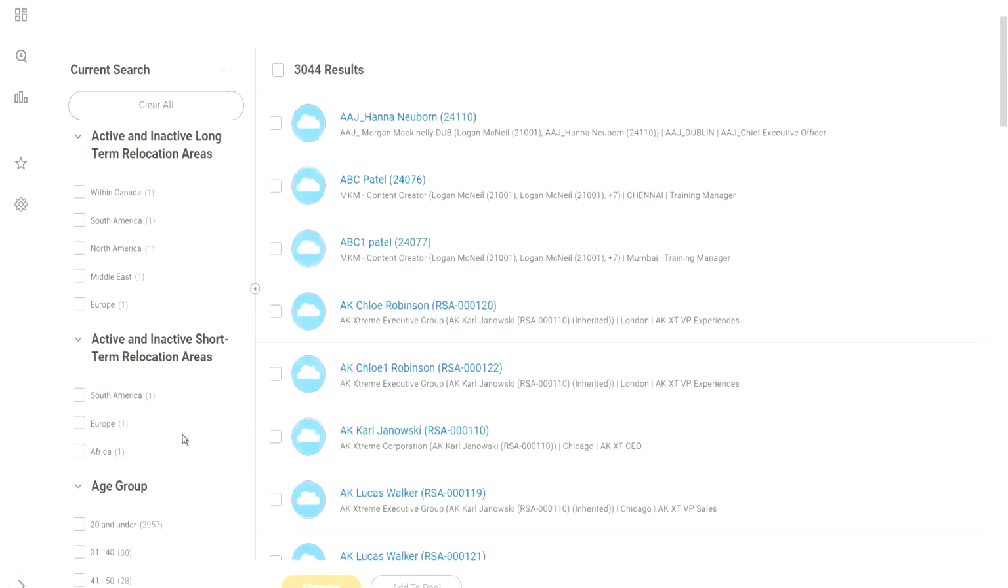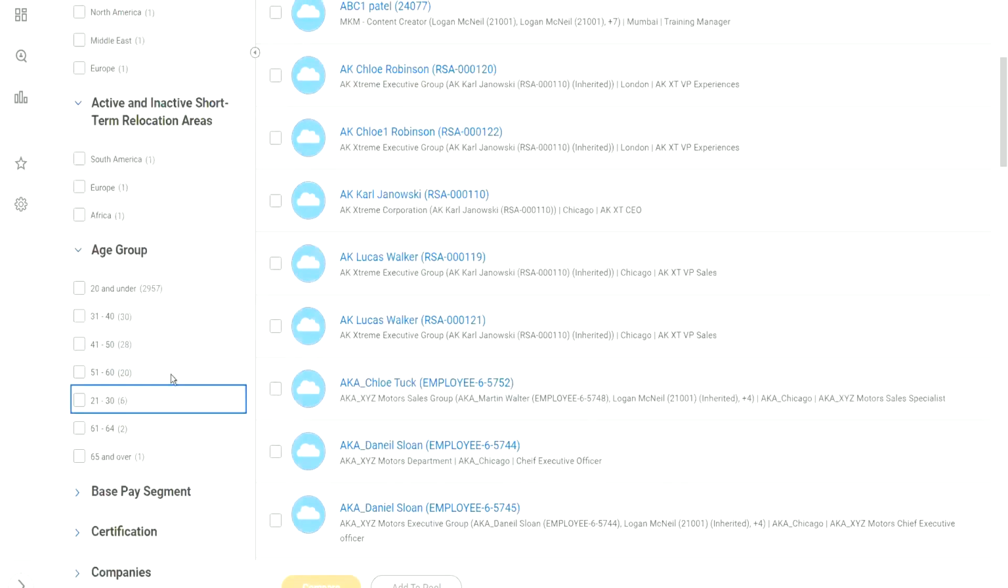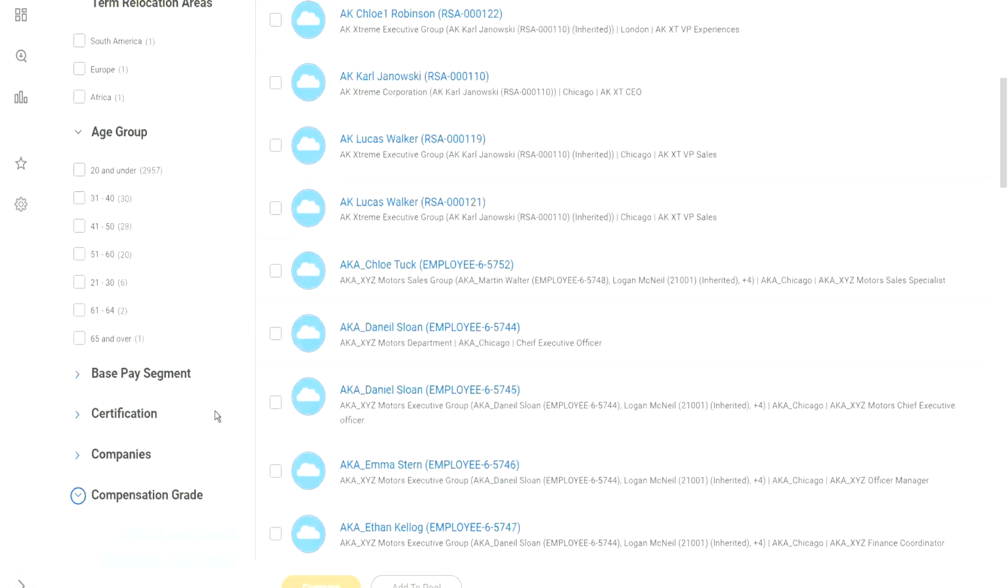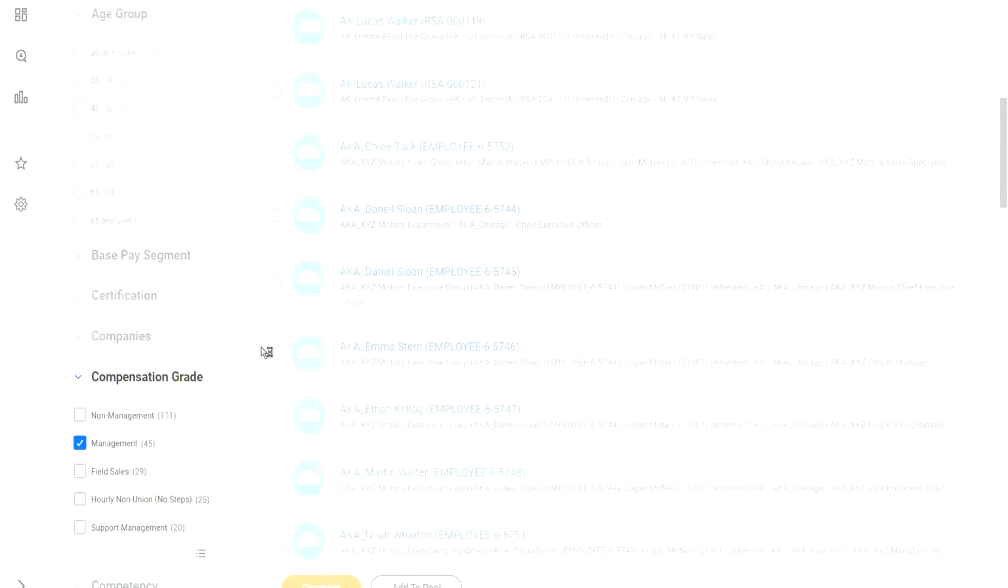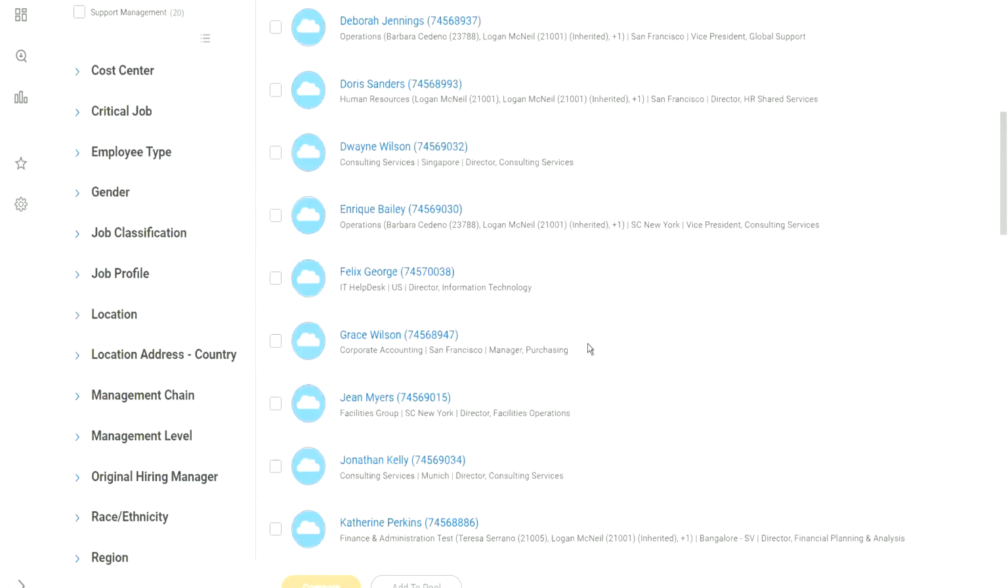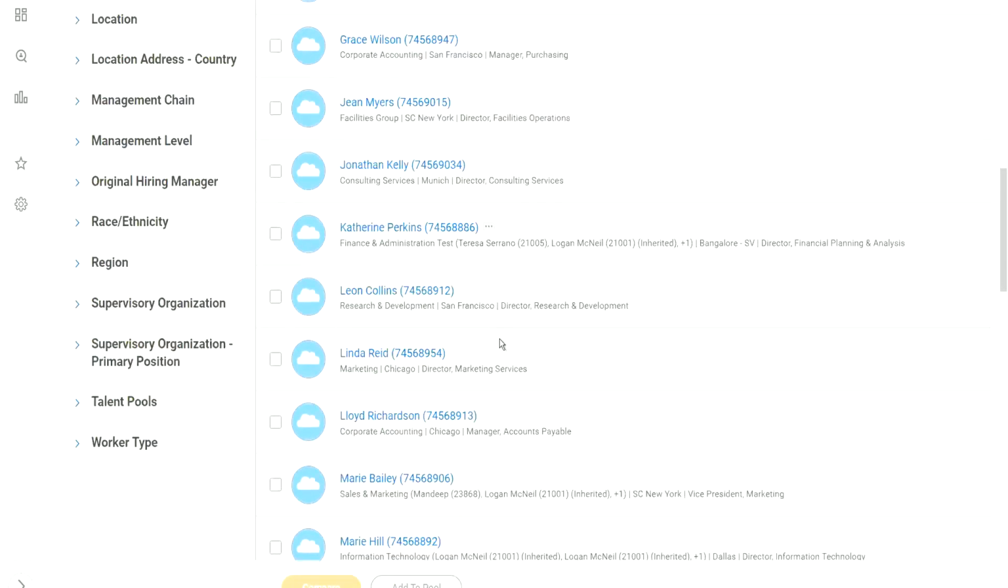Let's say in compensation grade, let's say management, right? Management compensation grade. Let's look at a few workers. Okay, and let's say these 2 workers I want to compare. Oh, there are quite a lot of workers. Let's say I want to compare Lloyd Richardson and Jonathan Kelly.